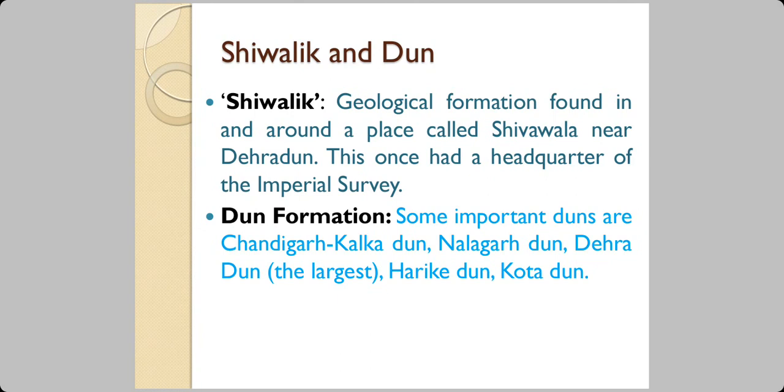Now we talk about two features. These are land formations, the Shivalik and the Dun. The Shivalik is a geological formation found in and around a place called Shivwala near Dehradun. This once upon a time used to be the headquarters of the Imperial Survey, that is the geological survey of the British times.